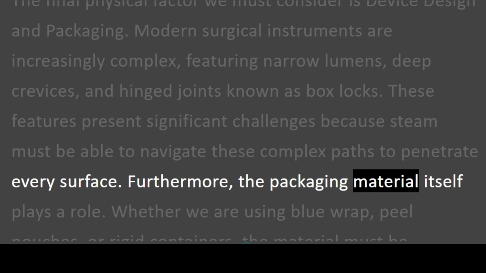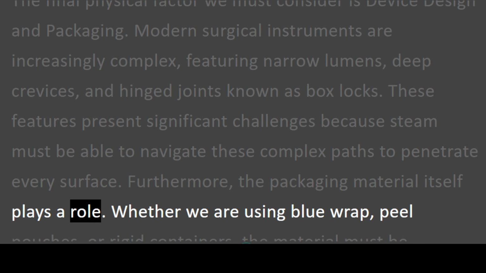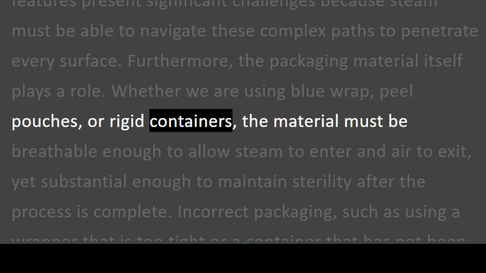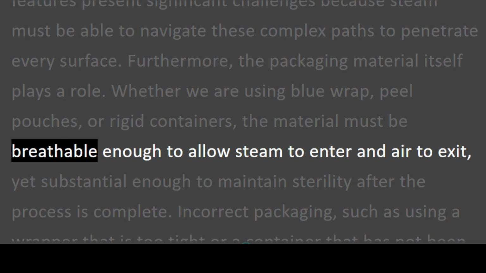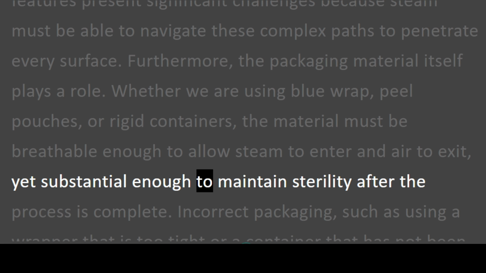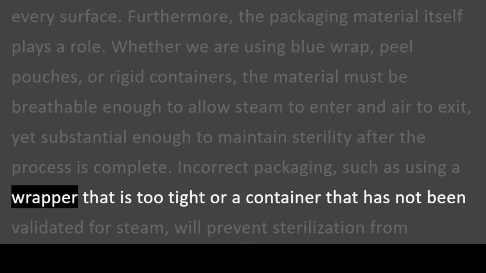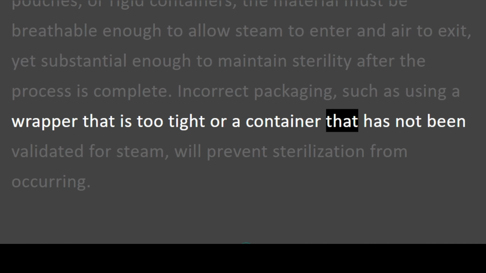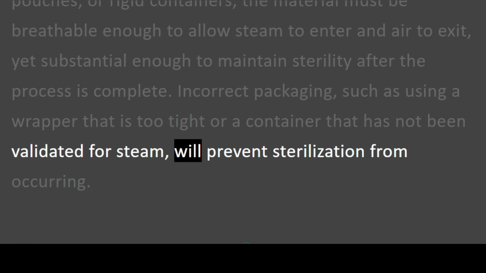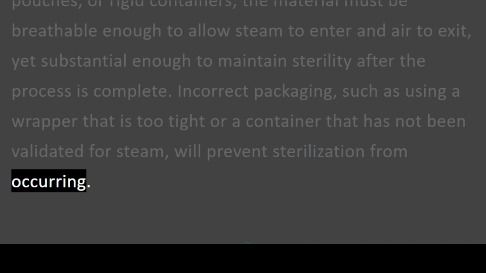Furthermore, the packaging material itself plays a role. Whether we are using blue wrap, peel pouches, or rigid containers, the material must be breathable enough to allow steam to enter and air to exit, yet substantial enough to maintain sterility after the process is complete. Incorrect packaging, such as using a wrapper that is too tight or a container that has not been validated for steam, will prevent sterilization from occurring.